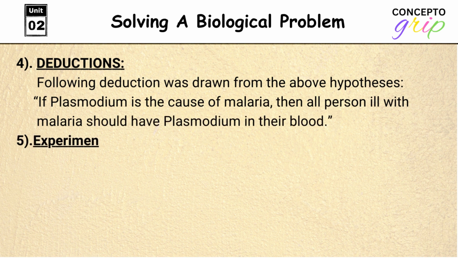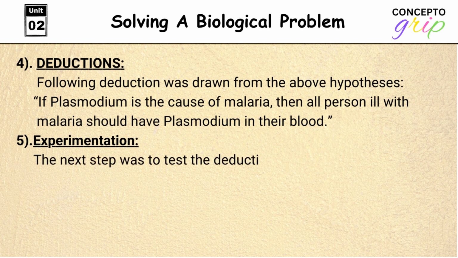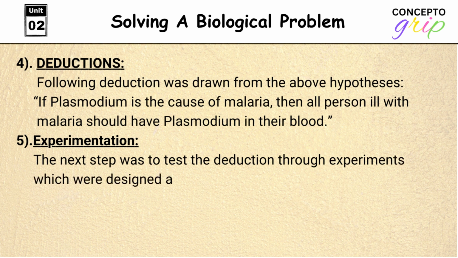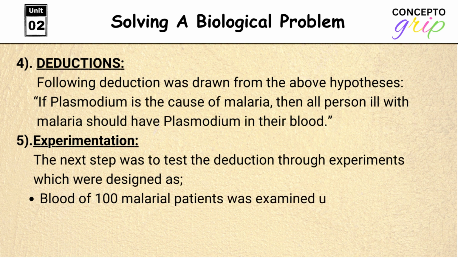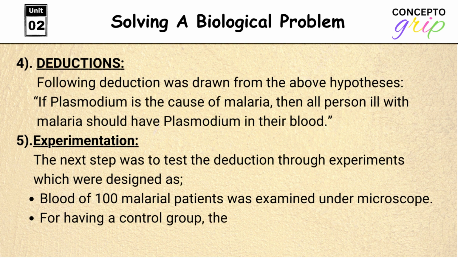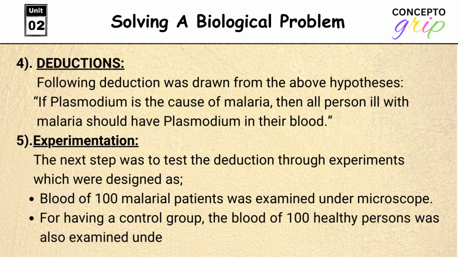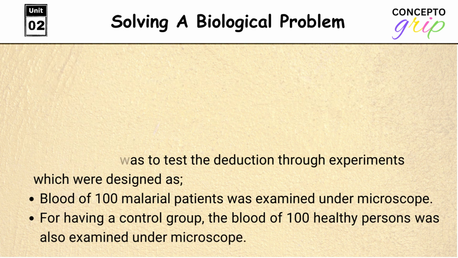Step number 5. Experimentation. The next step was to test the deduction through experiments which were designed as Part A. Blood of 100 malarial patients was examined under microscope. Part B. For having a control group, the blood of 100 healthy persons was also examined under microscope.